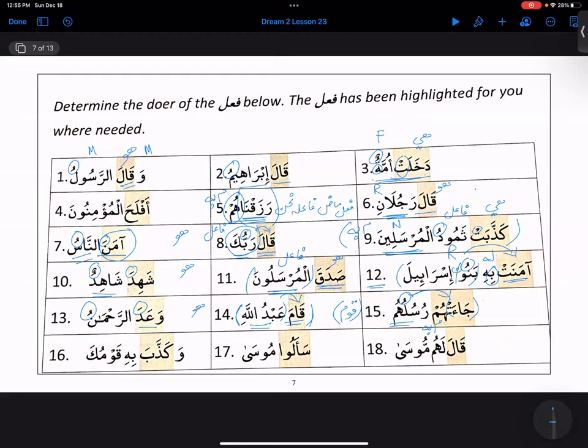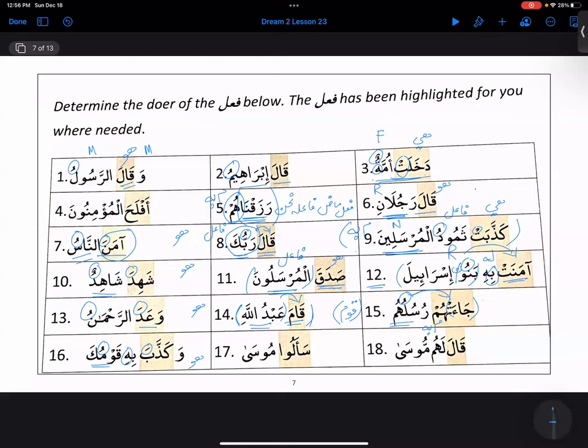Wa kadhaba bihi qawmuka. So I see qawmu, and that is telling me yes, because kadhaba is Hua version, I can have an outside doer, and this qawmuka is the outside doer. How are we going to translate? Your people denied it. Your nation denied it, or rejected it. So your nation rejected it.